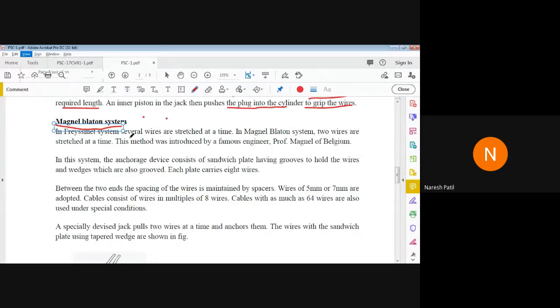In fascinated system, several wires are stretched at a time. That means all the wires will be stretched at a time. But in this system what will happen? Only 2 wires are stretched at a time. That is the first basic difference.